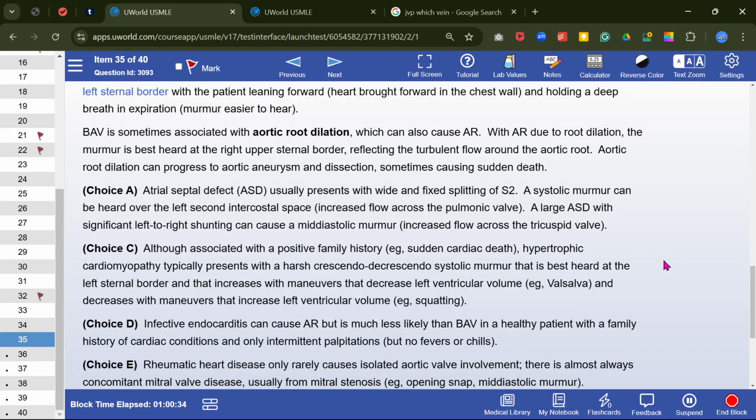Although associated with a positive family history of sudden cardiac death, HCM typically presents with a harsh crescendo-decrescendo systolic murmur that is best heard at the left sternal border, and that increases with maneuvers that decrease left ventricular volume, like Valsalva, and decreases with maneuvers that increase left ventricular volume, that is squatting.